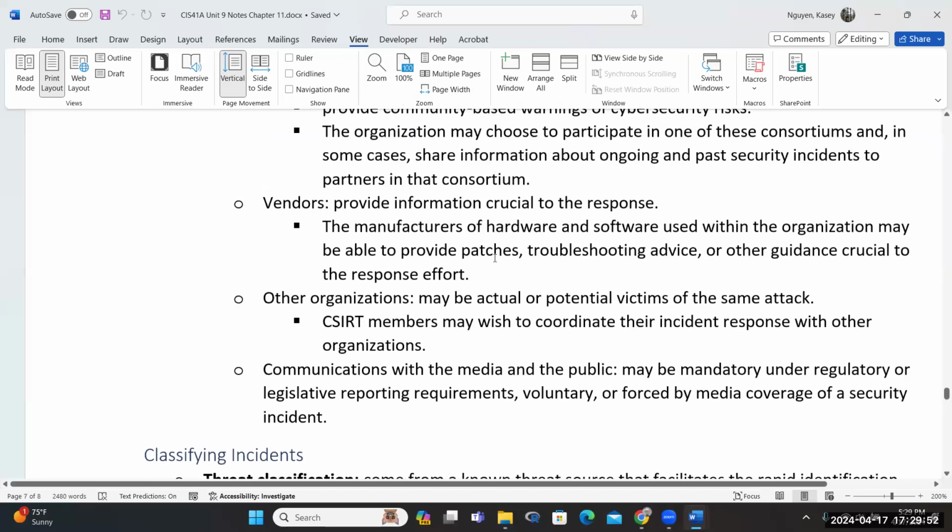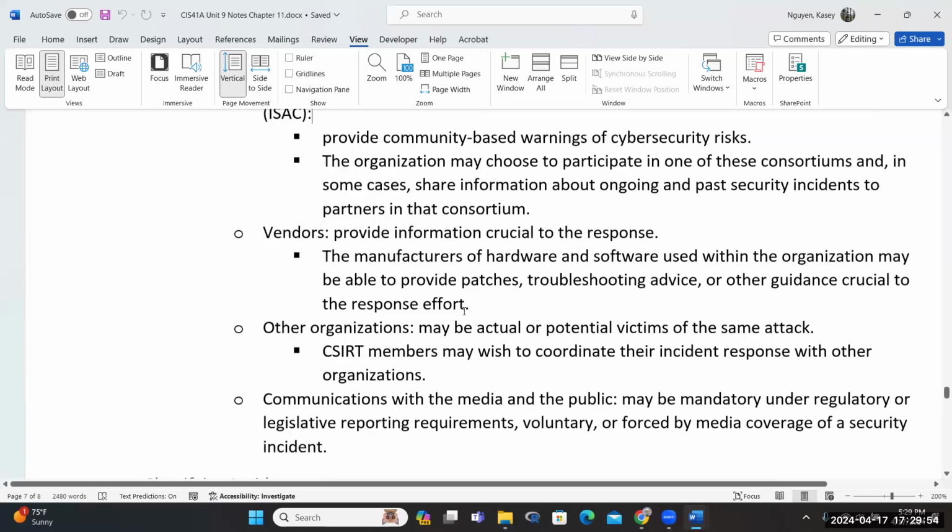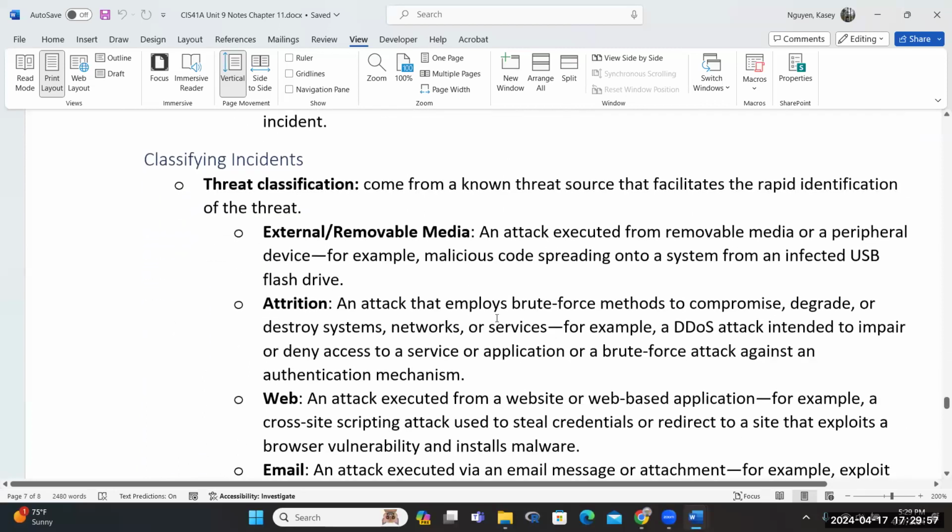Okay, so your vendors, your partners are really important as well for communication. Okay, this is important for analysts. We need to make sure that we know threat classification.